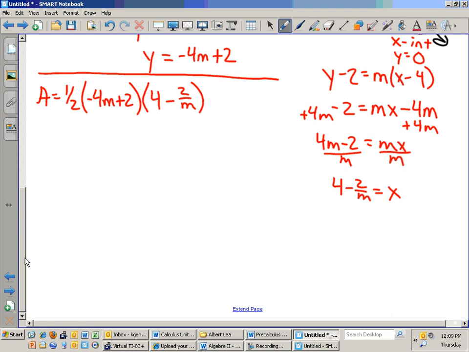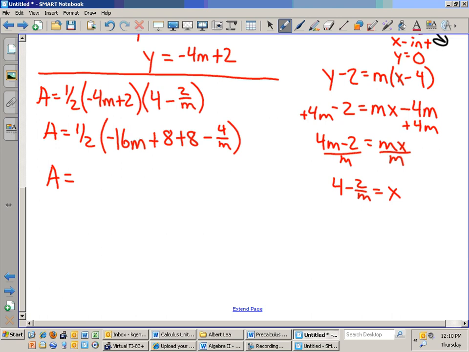Boil it all out. Yep, let's boil it all out. I'll do the 1/2 later. Area equals 1/2 times negative 4m times 4 is 16m. Negative 4m times negative 2 over m is positive 8. 2 times 4 is 8. And 2 times negative 2 over m is minus 4 over m.